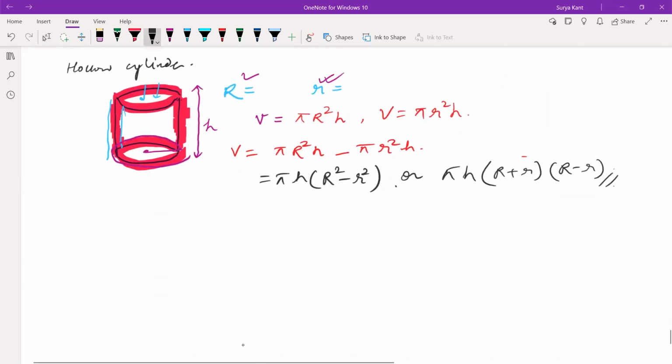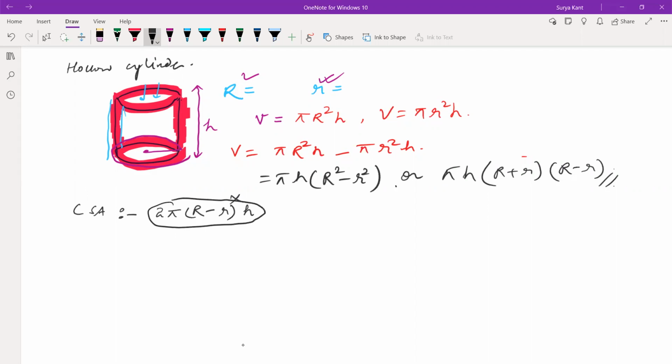Now, the second last point I'm asking: this you got is your volume. Now, if I'm asking CSA, curved surface area, then what do you do? Two pi, capital R minus small r, into h. Like this you are saying? No, this will not come. CSA is entirely different from this.